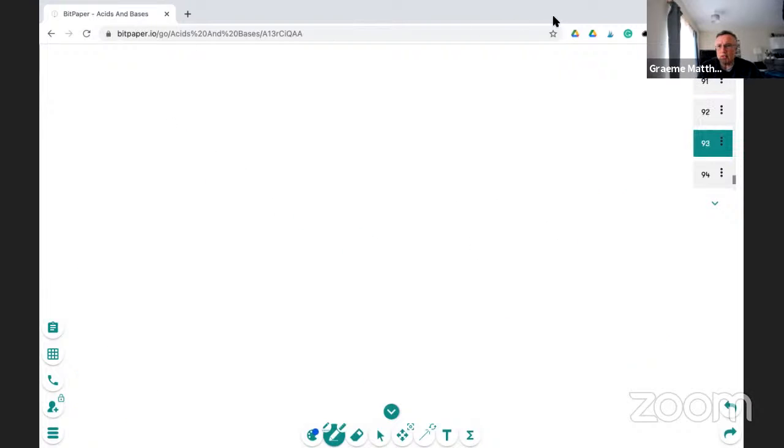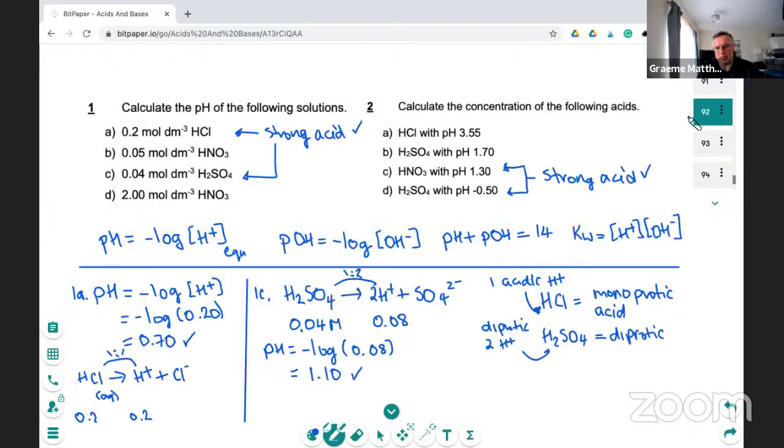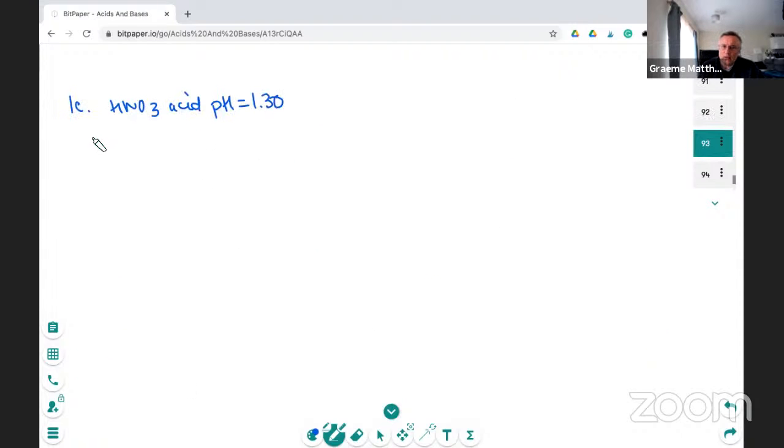So I'm going to keep moving my little video link around here. All right, so 1C is nitric acid with a pH of 1.3, right? Was that right? Like this? It was, yeah, nitric acid. And again, chemists, these are kind of algorithmic, meaning that once you've done one, you've done them all.